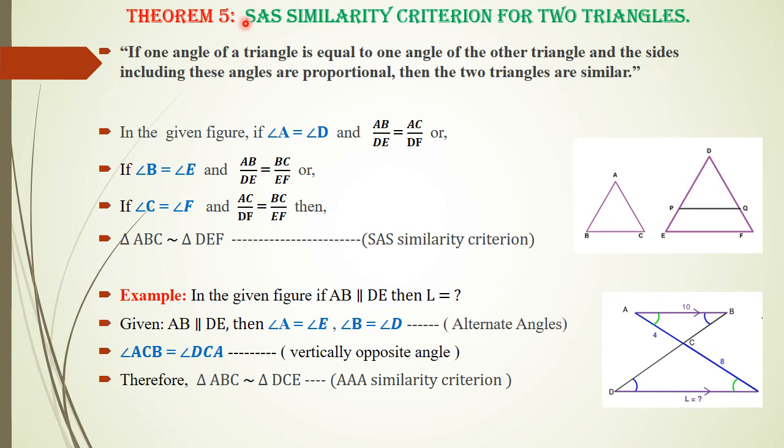Now if I want to apply the SAS similarity criterion, since the two triangles are similar, I can write AC upon CE should be equal to AB upon DE or ED. Now we have all these values. Considering all these values, we can substitute the ED value as L. By cross multiplication, L is equal to AB into CE upon AC. AB value is 10, CE value is 8 and AC value is 4. Therefore, by solving this we get the L value as 20. Like this we can first prove any two triangles are similar using any of the criteria, then we can find the required values.